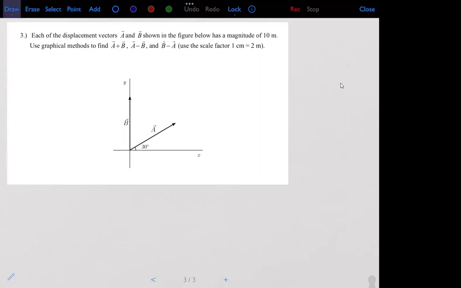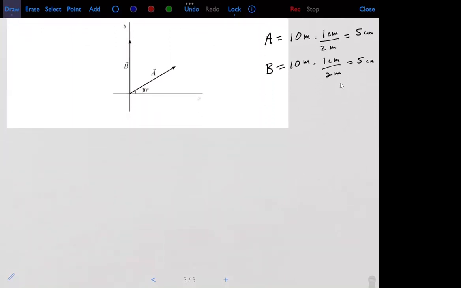So first, let's figure out what the lengths are going to be. So both A and B have magnitudes of 10 meters. And then if I use this conversion factor, 1 centimeter over 2 meters, then it's going to be 5 centimeters long, right? And they're both going to be 5 centimeters. Okay, I'll get on the graph paper in a second, but to get an idea of what this is going to look like, if we do A plus B, let me just sketch this out here.